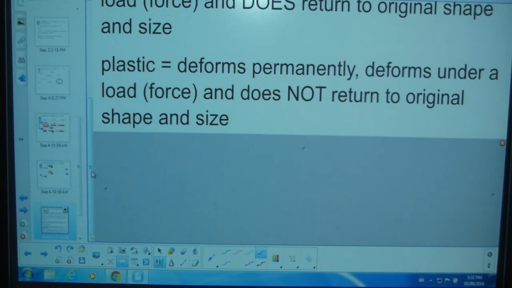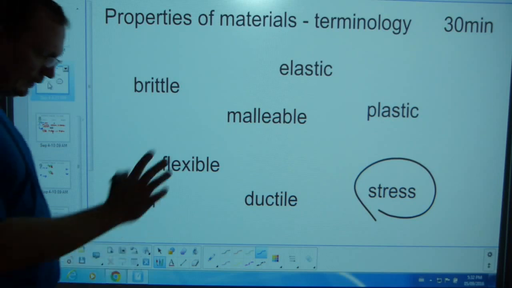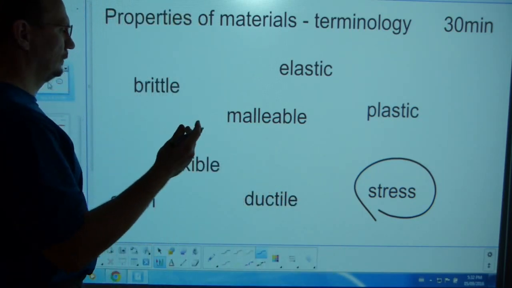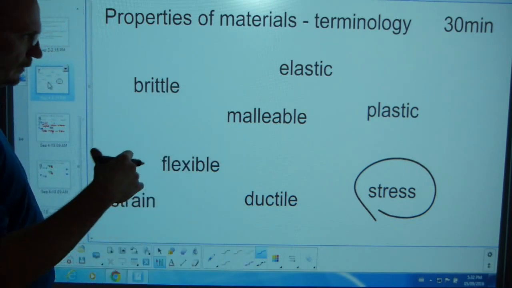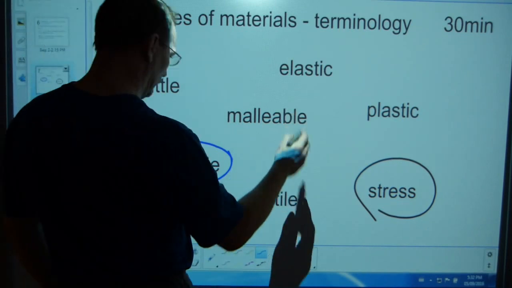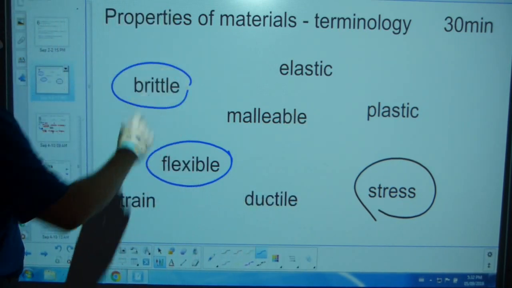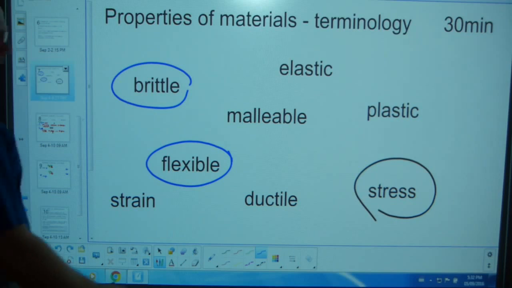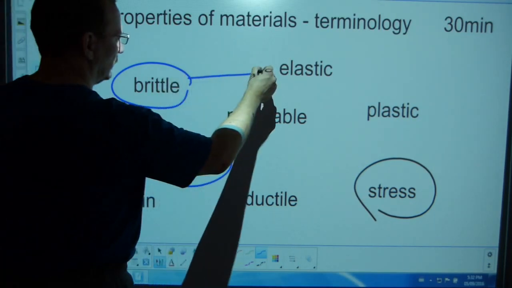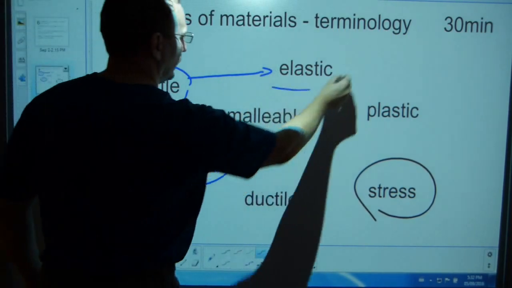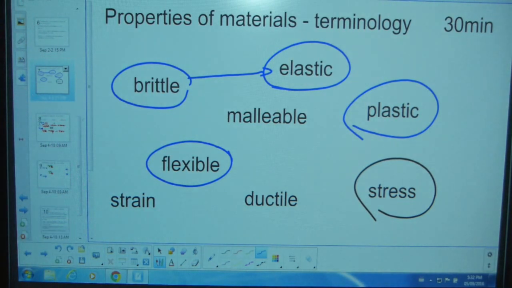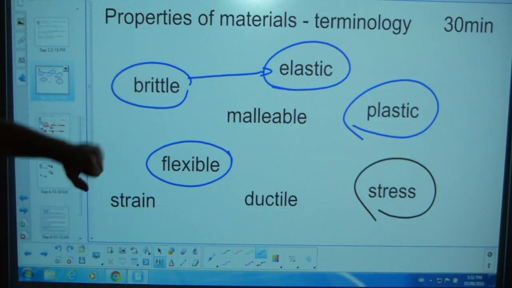So far we covered this much: the stresses drive shortening or elongation, and materials can be either flexible or brittle, either which way. Deformation first is temporary, so that's done, and deformation after that gets permanent, and that's plastic. So far we covered these ones.